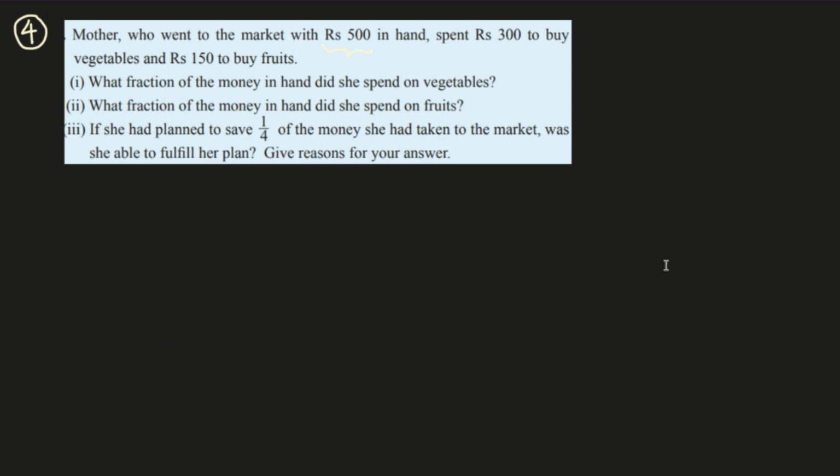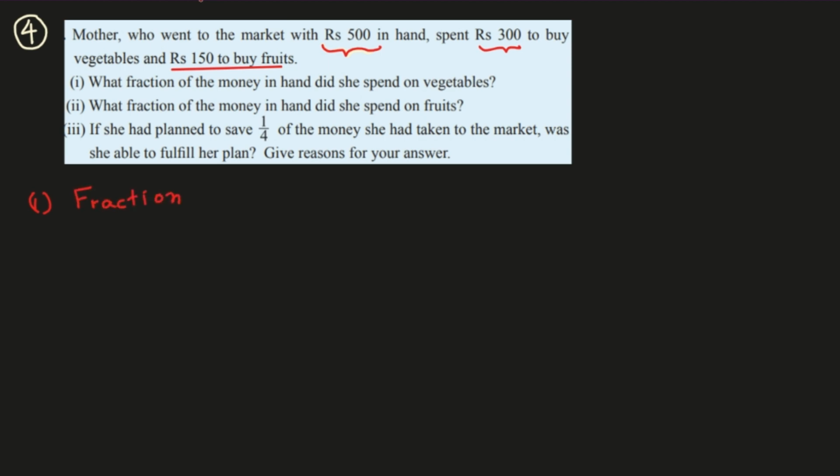Okay, the fourth question asks: a mother who went to the market with 500 rupees in hand spent 300 rupees to buy vegetables and 150 rupees to buy fruits. So what's the amount that the mother had in her hand? It's 500 rupees. In the first question it asks, what fraction of the money in hand did she spend on vegetables? So let's write some statements.